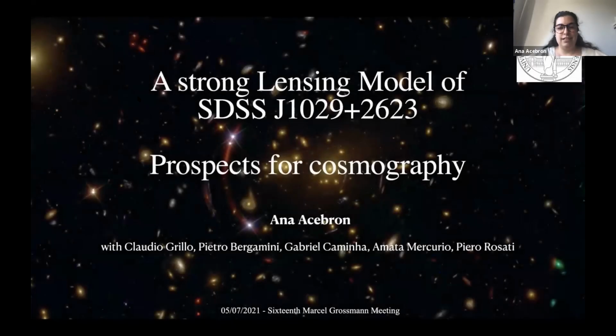Okay. So hi everyone, and thank you to the organizers for giving me the opportunity to present some of my recent work. Today I will present a new strong lensing model of the galaxy cluster SDSS 1029 based on recent MUSE observations, and I will also discuss some prospects for cosmography with this particular system.